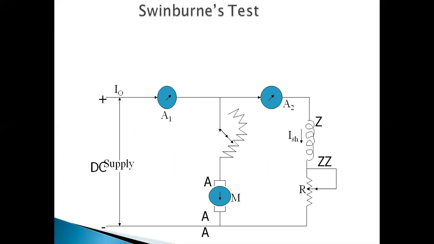The circuit connection for the Swinburne test is shown in the figure. First, the speed of the machine is adjusted to the rated speed with the help of the shunt regulator, as shown in the figure.